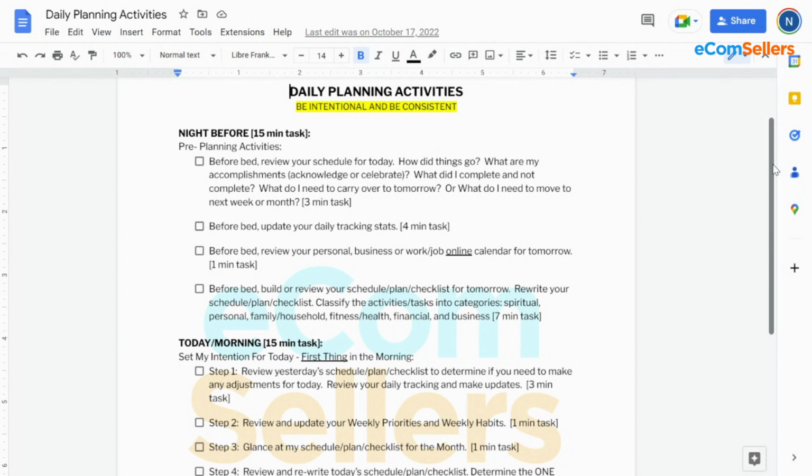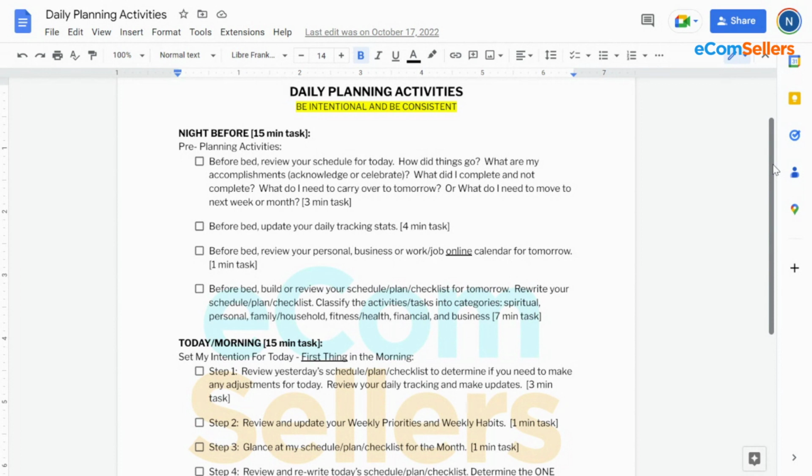Number 2 is we're going to update our daily tracking stats in our eCom planner. And if you don't have an eCom planner, you could update your daily tracking stats in whatever tool you do have, if you have a notebook or whatever, so that way you know those key performance indicators that are going to potentially help you move the needle in your business and grow your business in 2023. So update your daily tracking stats.